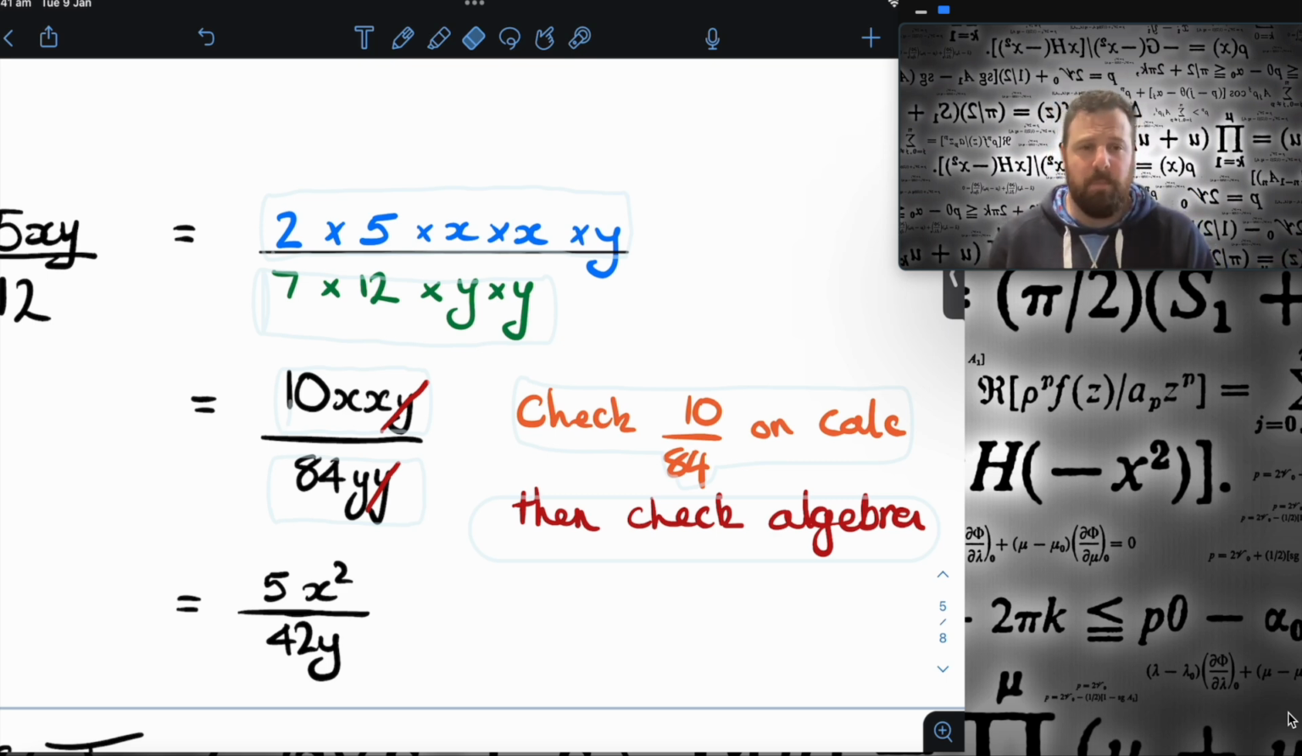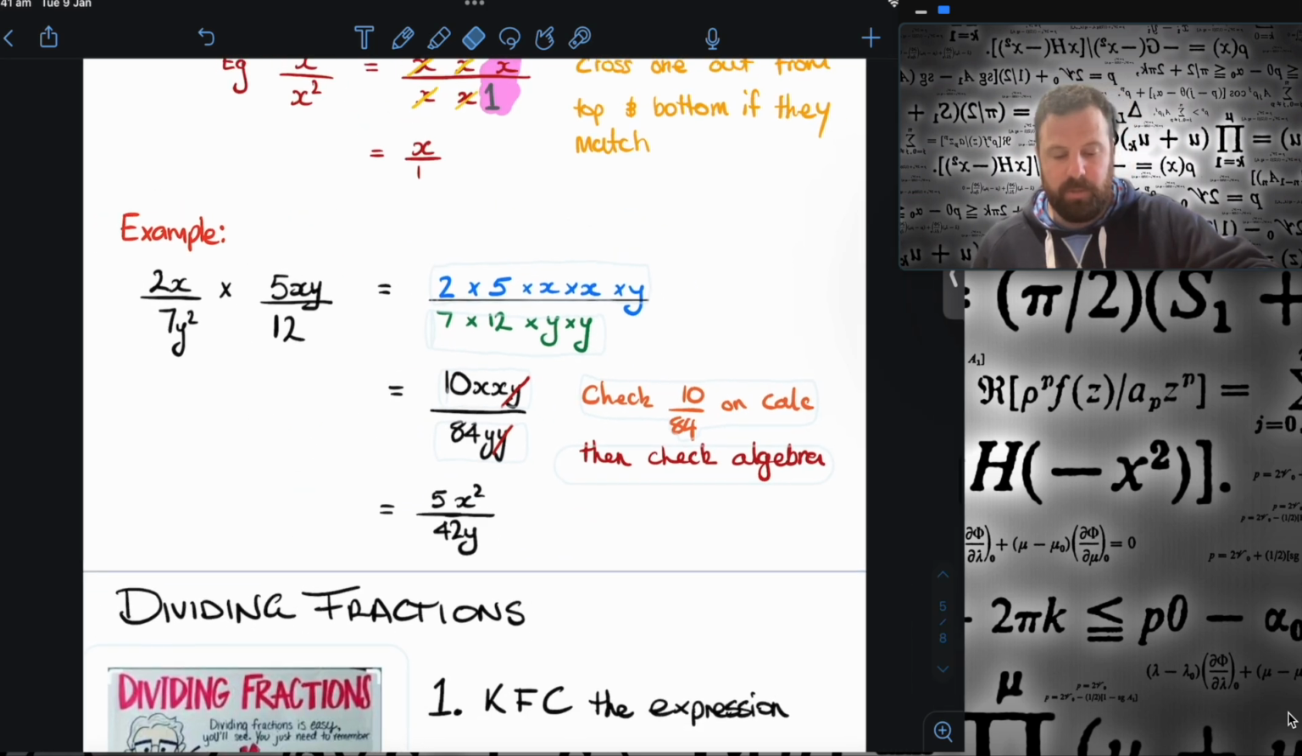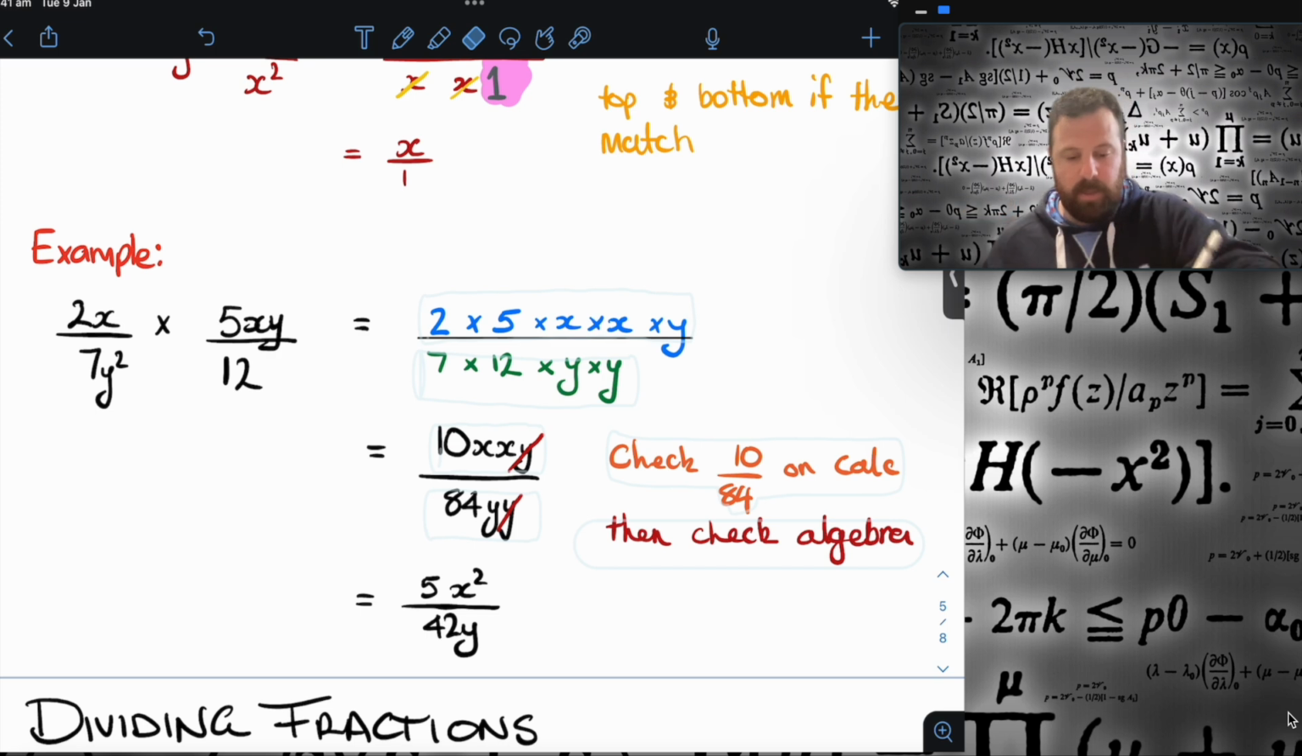And there we have it, multiplying fractions. I'll just zoom out a little bit. Remember, step 1 was multiply numerators together. Step 2, multiply denominators together. Check your fraction on your calculator. See if it simplifies. If it doesn't, it's okay. If it does, great. Watch out for hidden ones. Check your algebra. Is there one in the top and one in the bottom that match that I can cross out? If there is, sweet. If there's not, leave it alone, move on.